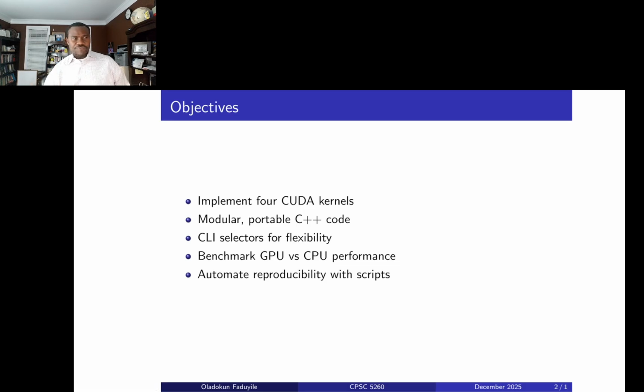The objective is to implement 4 CUDA kernels. We design modular code and provide a CLI selector for flexibility. We also look at performance, which includes a benchmark of GPU versus CPU performance, and automate reproducibility with scripts. My goal is to get all of the different kernels and selectors of the operations and run them in scripts.